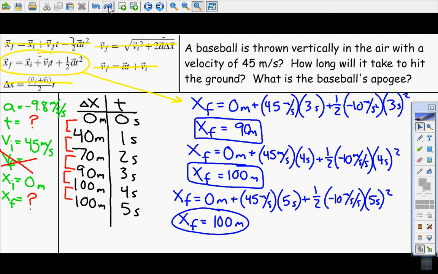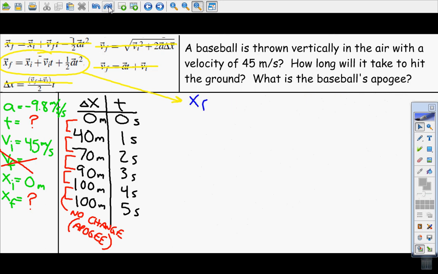So what is this an indication of? Notice that the distance didn't change between 4 seconds and 5 seconds. This is an indication then that we have reached apogee with our projectile. Cool. So one of the questions was, what is the baseball's apogee? We'll take a look at that on our graph in a second because we're going to graph this data as well. Now, the other question is, how long will it take to hit the ground? So I'm going to keep going with my data because notice that the projectile hasn't hit the ground yet.